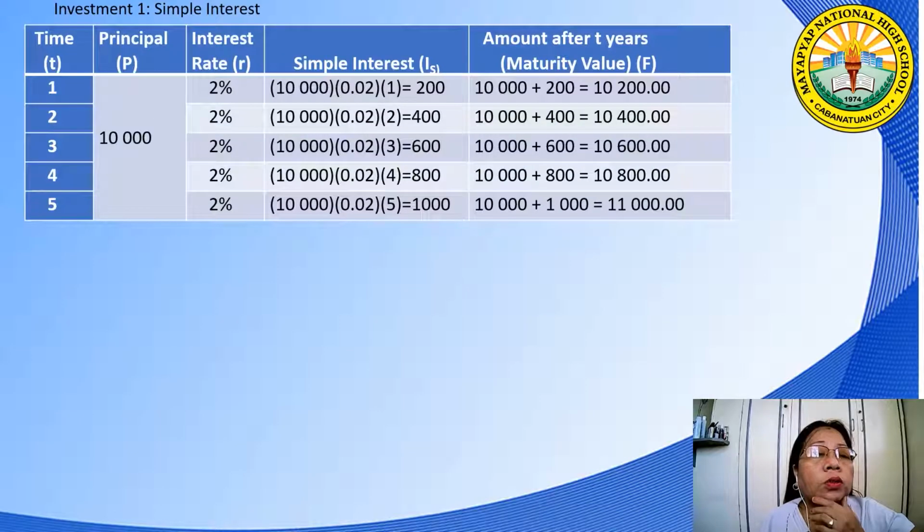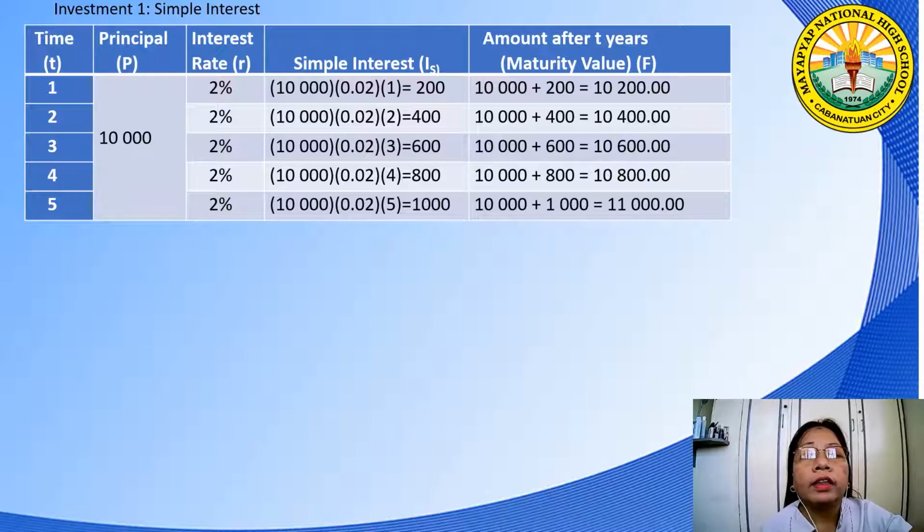So investment 1 is a computation for simple interest. Using the term of 5 years, the principal is 10,000. The interest rate given is 2%. So the computation for simple interest is the principal times the rate of interest multiplied by the year. So after 1 year, the interest is 200.